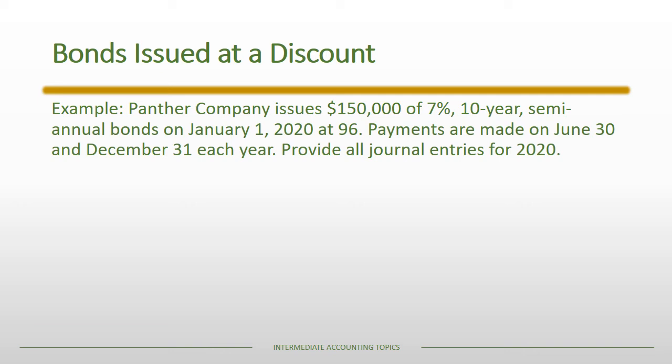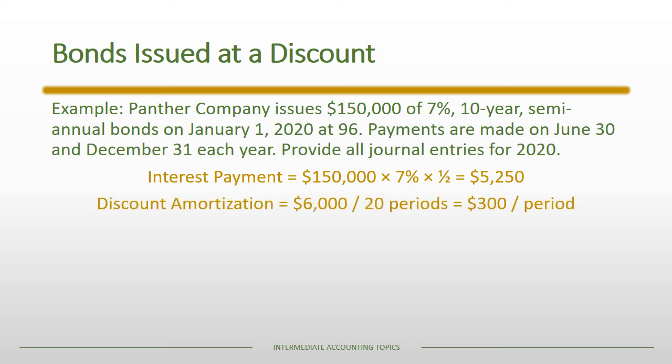Now as we move through time, we still have that same interest payment, $5,250. Again, $150,000 times 7% times 1/2. But now we're also going to be amortizing the discount. The total discount is $6,000. With a 10-year semi-annual bond, there are 20 periods, which means we'll amortize $300 each period.